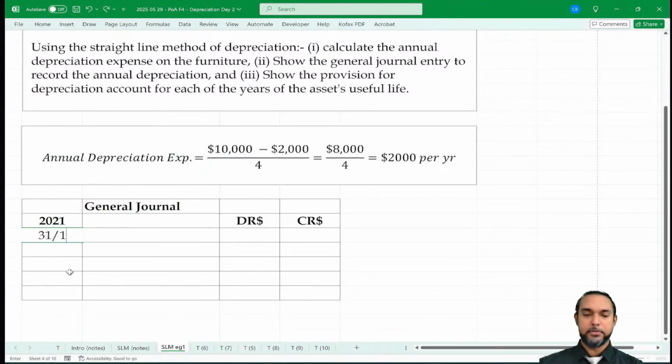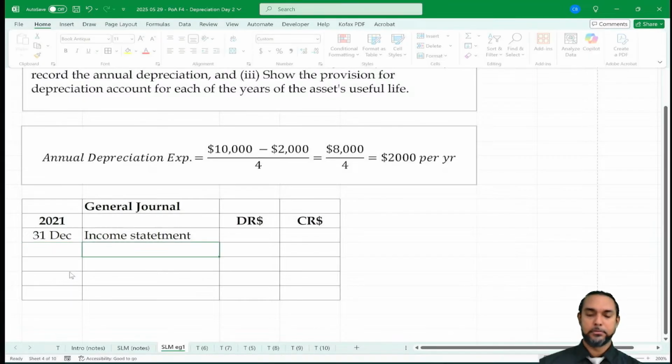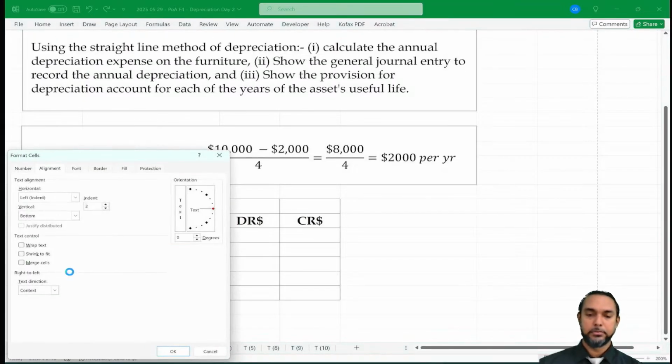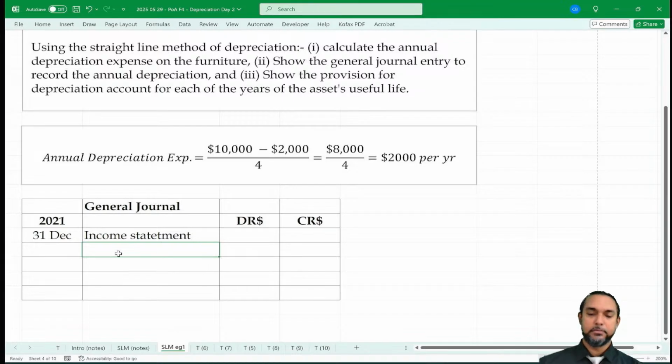So 31st December, sorry. Right, so the double entry is: debit the income statement or profit and loss account, and credit the provision for depreciation account. I'm abbreviating because I don't have enough space horizontally. The amount that goes here would be the same 2,000 from here, and 2,000 goes there as well.